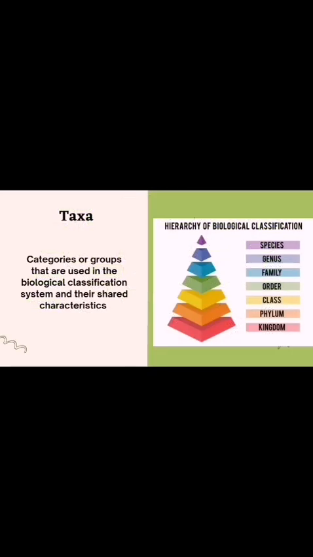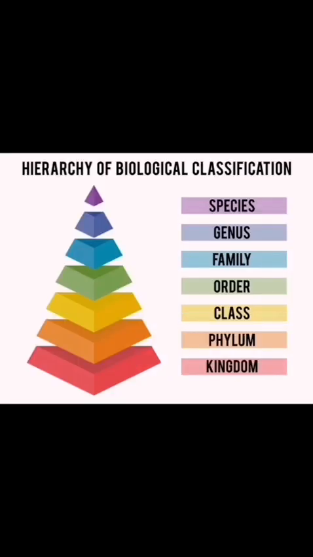So we also did taxa. We said taxa are the categories or groups that are used in the biological classification system, based on their shared characteristics. On the side, we have a hierarchy of biological classification, which is also known as the taxonomic hierarchy of our living organisms. Remember we said that the largest level starts from the kingdom, going over to the phylum, class, order, family, genus, and also species. Remember we also gave the examples of each of the hierarchies above.